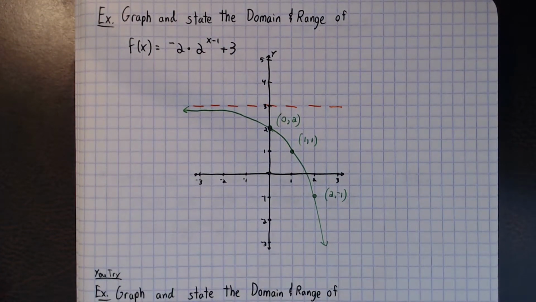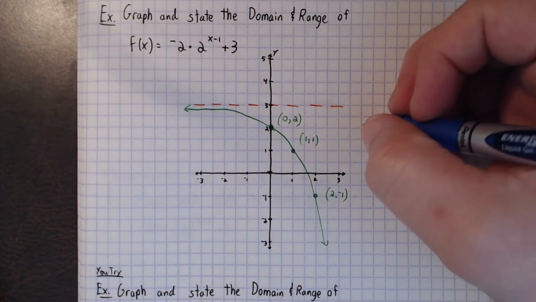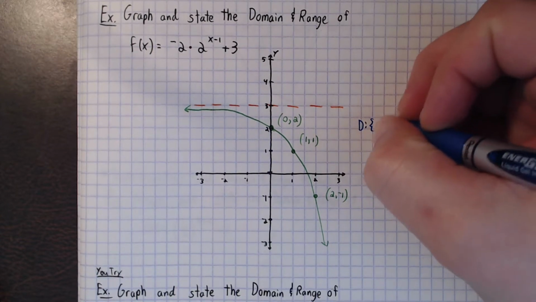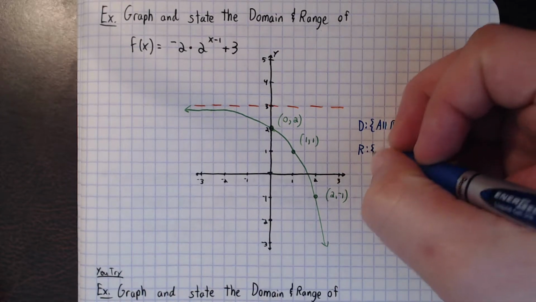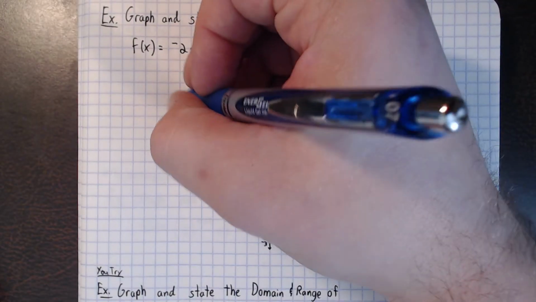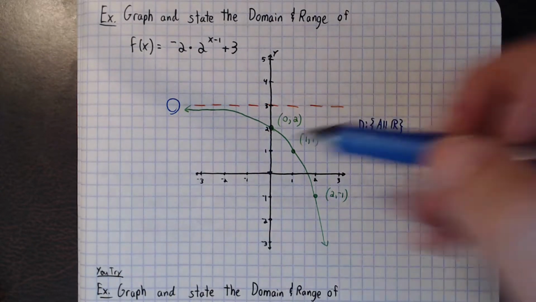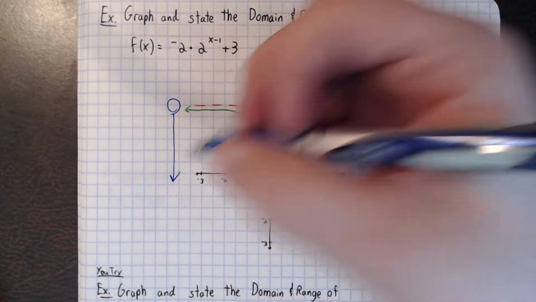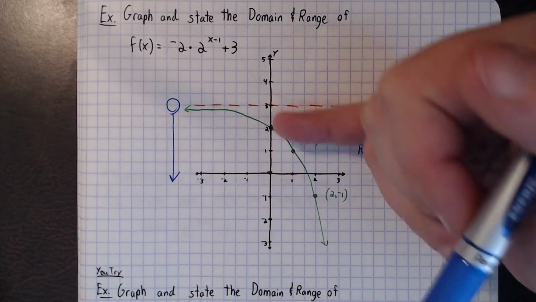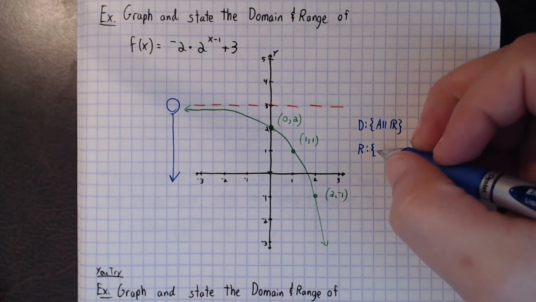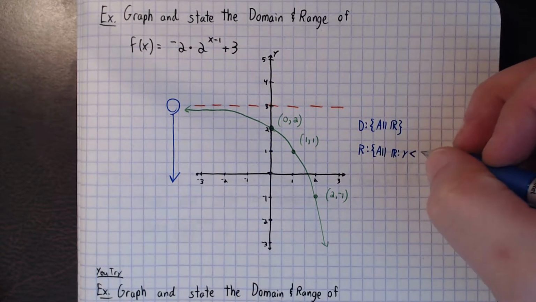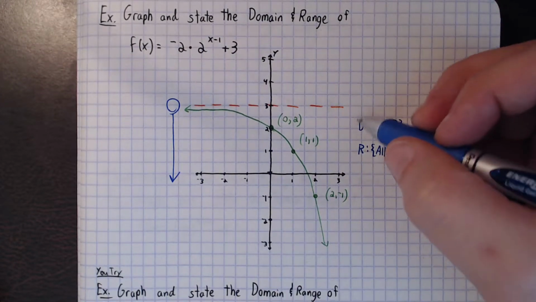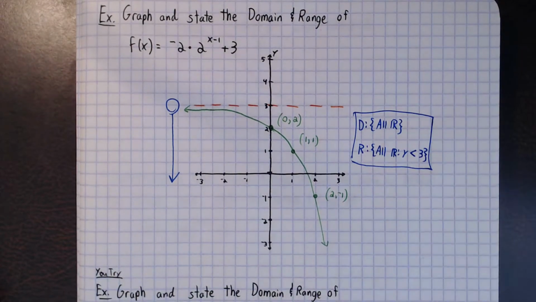As far as domain and range goes, domain, it's always going to be all reals. And our range, slightly different. Again, we're not including 3, and we're using everything less than 3. So we want y. We can use all reals as long as y is less than 3. That's our domain and our range.